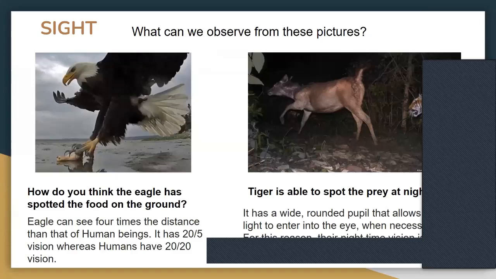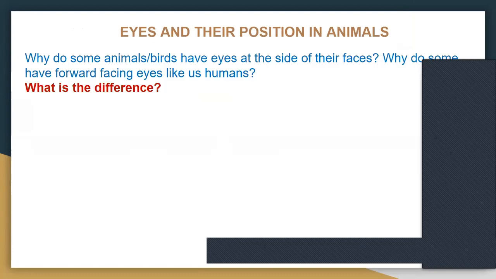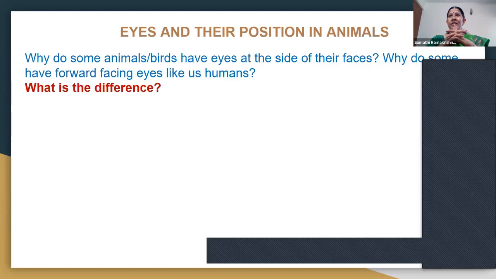Now we are going to talk about the eye and their position in animals. You would have noticed the animals' eyes are not all like us, in front. Have you ever noticed? Some animals or birds have eyes at the side of their faces. But some have forward-facing eyes like us humans. What is the difference between these two? Why do they have eyes like that? Why has nature given them that type of eyes?